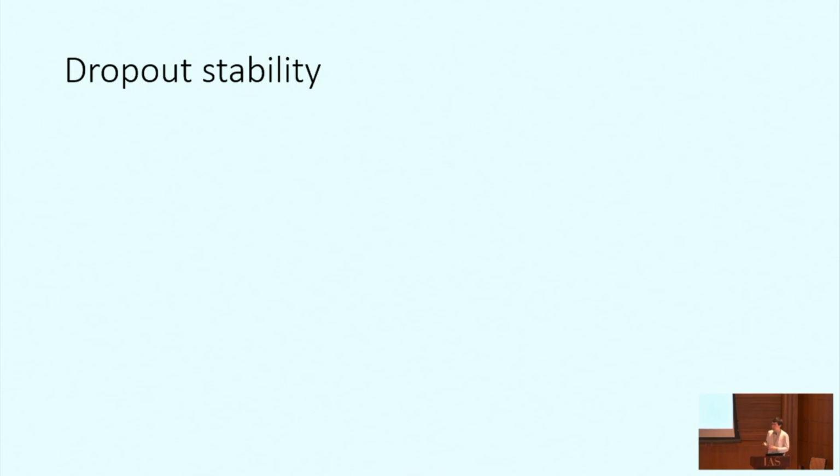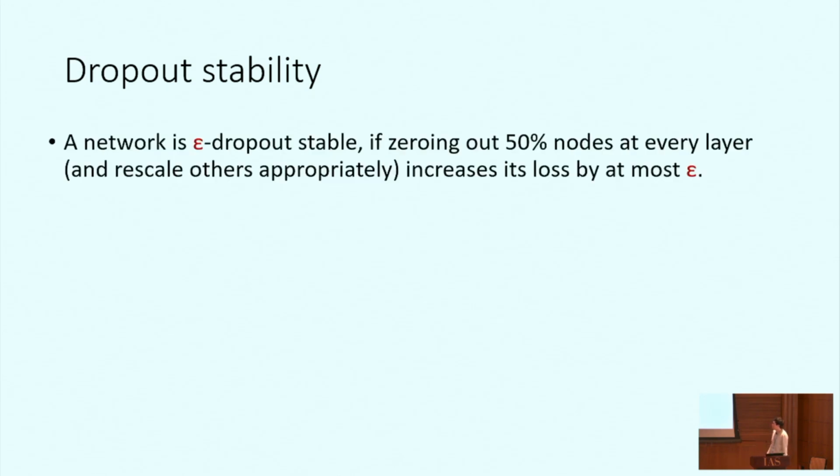So what is dropout stability? It's very simple. We say a network is epsilon dropout stable if, after removing half of the neurons at every layer, and we of course allow you to rescale the others appropriately, doing this only increases the loss of the network by at most epsilon.